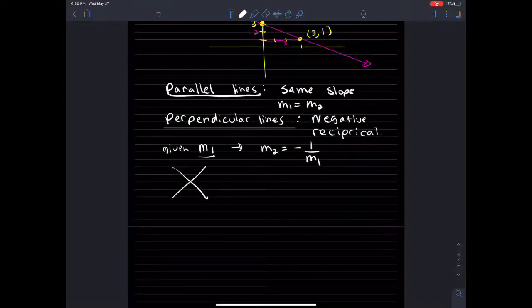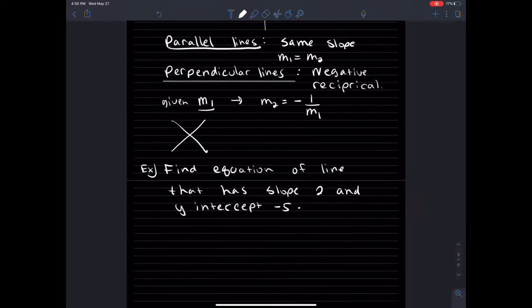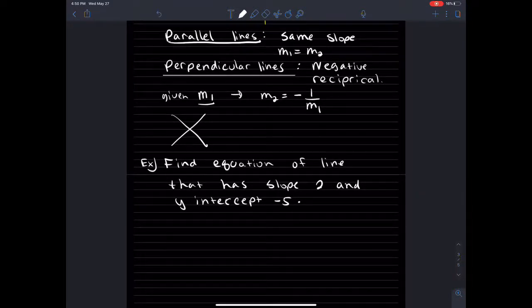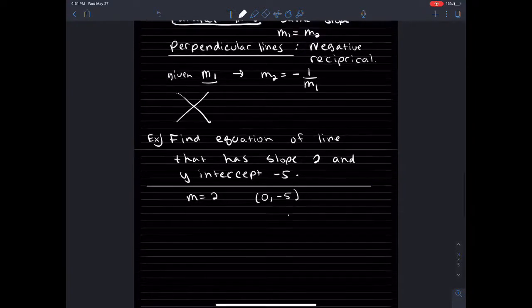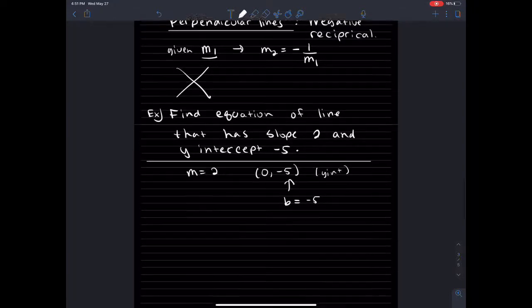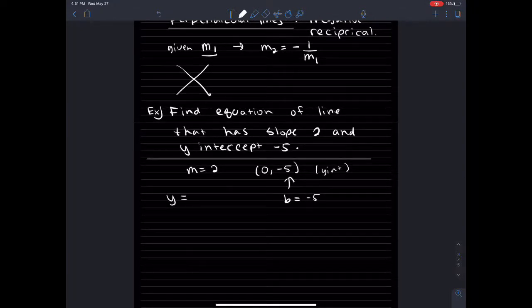So let's find some equations of the lines. So we want to find the equation of a line that has slope 2. So slope 2 means m is equal to 2. And y-intercept is -5. So we do have this point. We can use either equation, but since we do have, basically that is my b, right? Because that is my y-intercept, is your b. So using this one is probably a lot faster than the other one. Using y equals mx plus b.